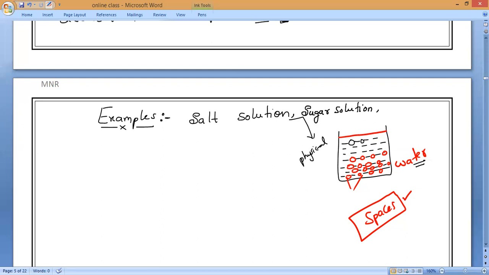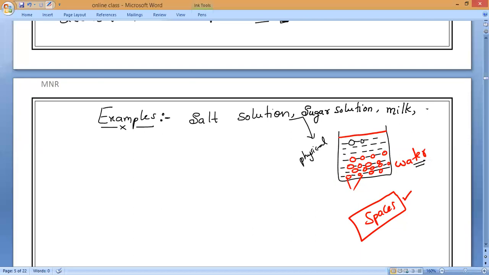Now, in the same way, anybody tell me an example. Do you have milk in your home? Is milk a compound or mixture? I taught you, milk is a mixture containing proteins, fats, water, etc. So milk is also a mixture only. Understand everybody?